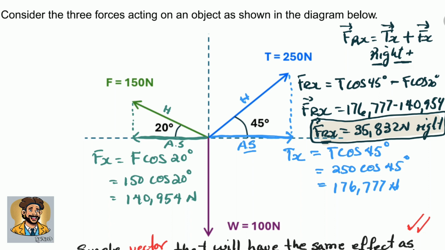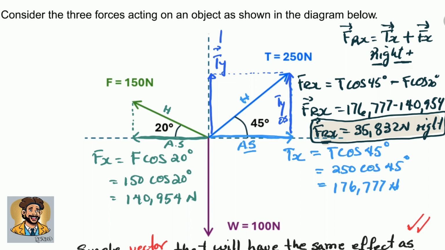Now, in terms of the y-axis, we also have to calculate the resultant in y. Each of the forces will also be projected to the y-axis. So here, at this point, we are going to have T in y, which in actual fact is the same as this line here. This here is also T in y, which, if you look carefully, is the opposite side to the 45.